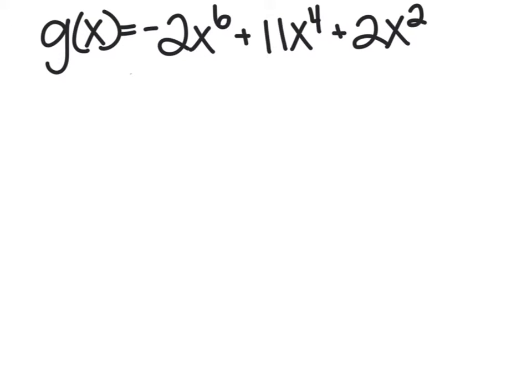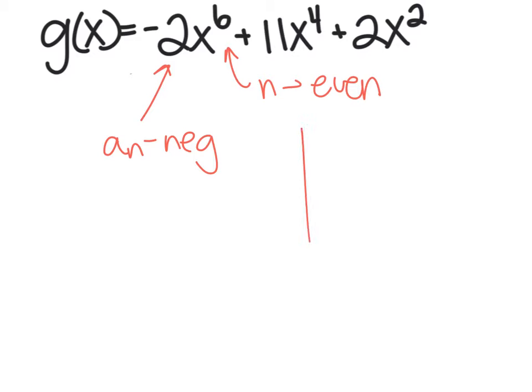Let's again apply the leading term test in order to determine the end behavior of this function. So this polynomial function, we see our a sub n term is negative, and the degree of our polynomial is even. So here, we don't have to know what's happening to the rest of the function yet. All we need to know is what the endpoints are doing.